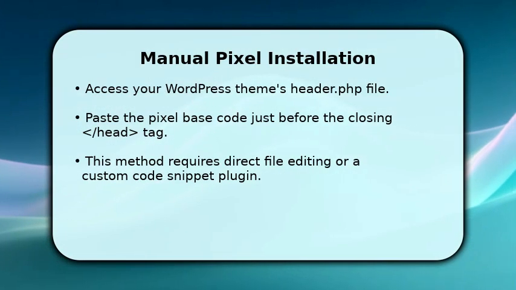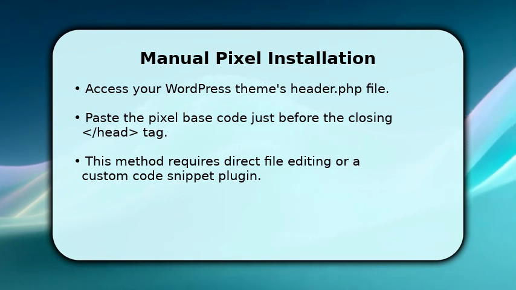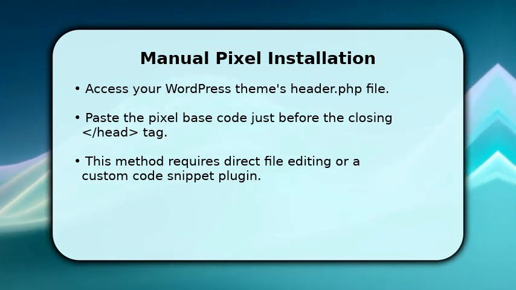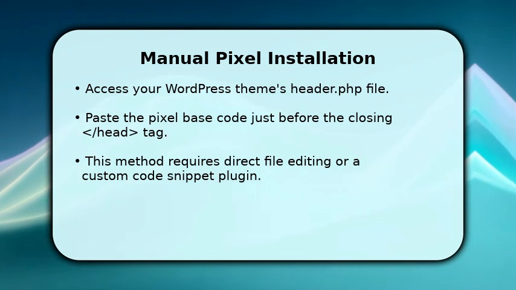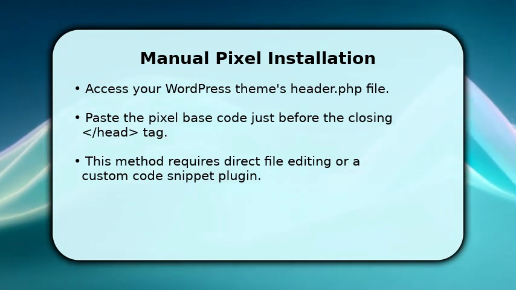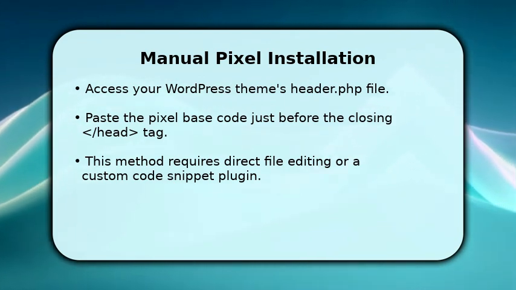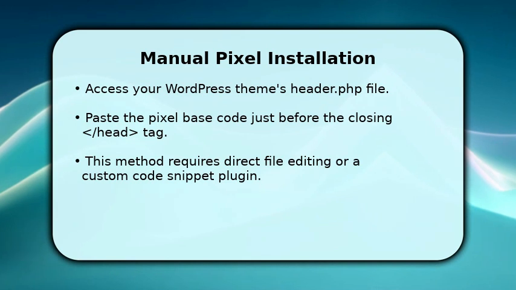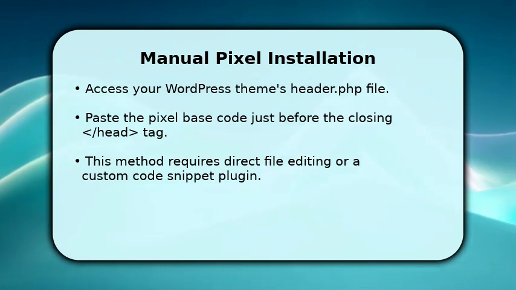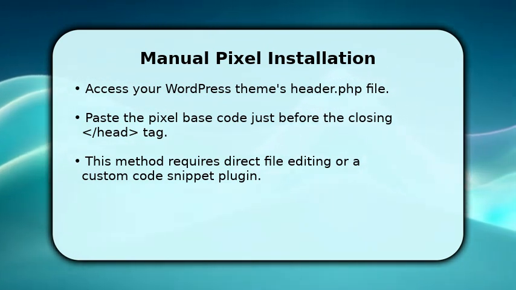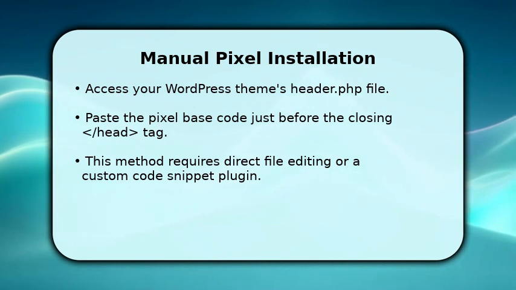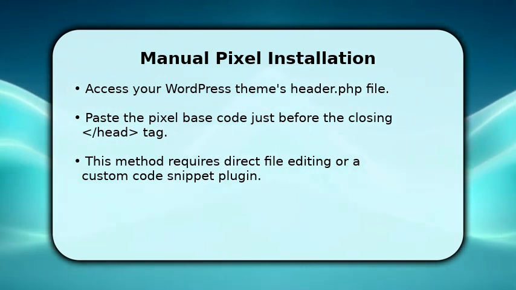One way to install your pixel is manually. First, you'll need to locate your pixel's base code from your advertising platform. Then, access your WordPress dashboard, navigate to Appearance, and select Theme File Editor. Find the header.php file and paste the entire pixel code directly before the closing head tag. Remember to save your changes. This method offers precise control, but requires careful attention to avoid breaking your site's functionality.